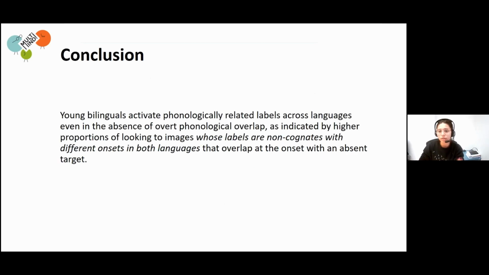And as a conclusion, we can say that young bilinguals activate phonologically related labels across languages, even in the absence of overt phonological overlap, as indicated by the higher proportion of looking to images whose labels are not cognates and also have a different onset to the translation.